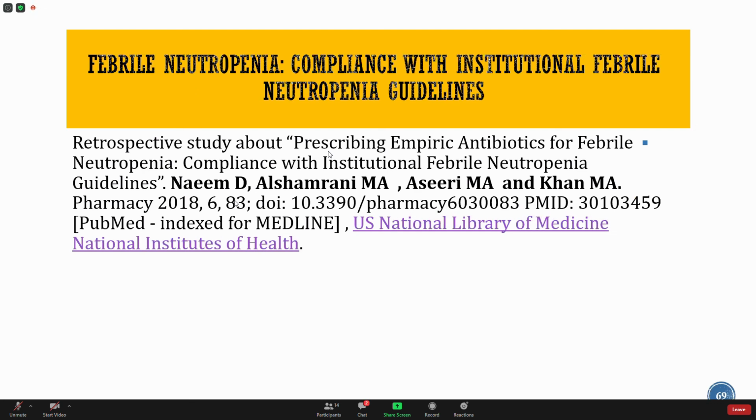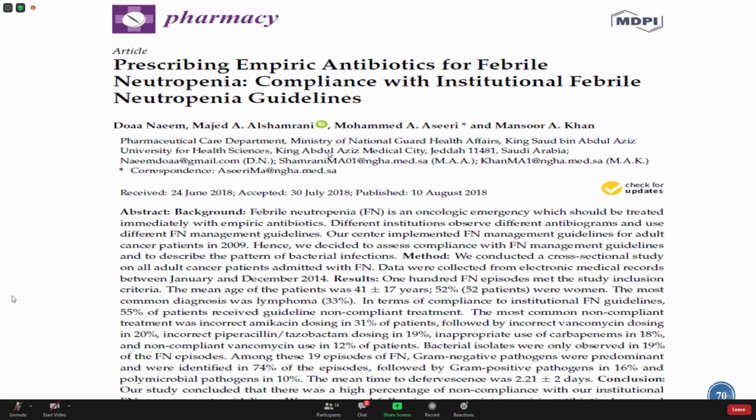This study looked at the compliance to the guideline and reported the non-compliance, and then we went back to the end users, and we tried to address those issues, and we are doing fine.